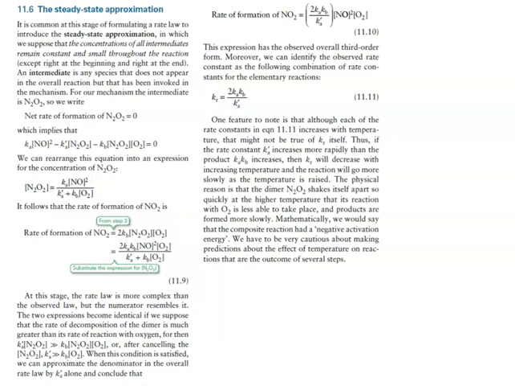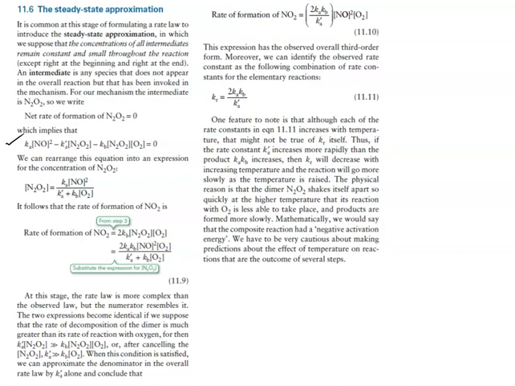And this leads us to our description of the steady state approximation. It's common at this stage of formulating a rate law to introduce our steady state approximation, in which we suppose that the concentration of all intermediates remain constant and small throughout the reaction, except right at the beginning and right at the end. An intermediate is any species that does not appear in the overall reaction but that has been invoked in the mechanism. For our mechanism, the intermediate is N2O2. So we write net rate of formation of N2O2 equals 0, which implies the following.